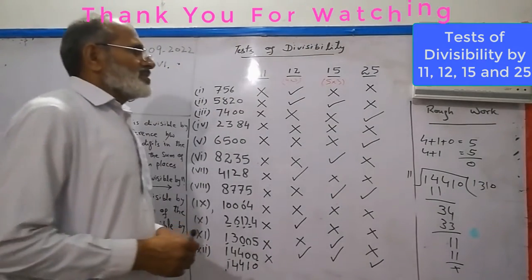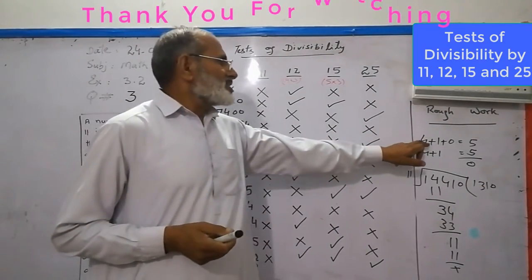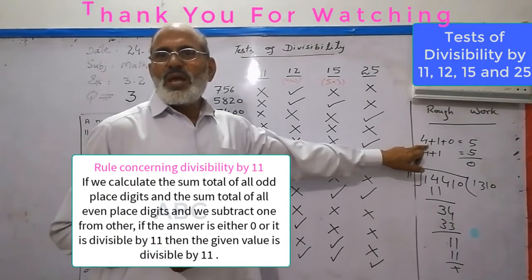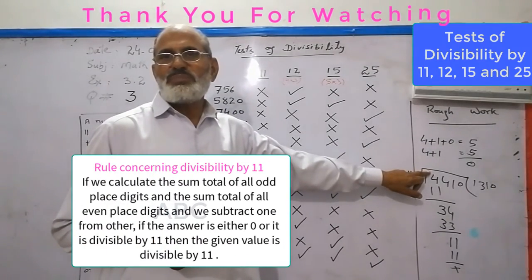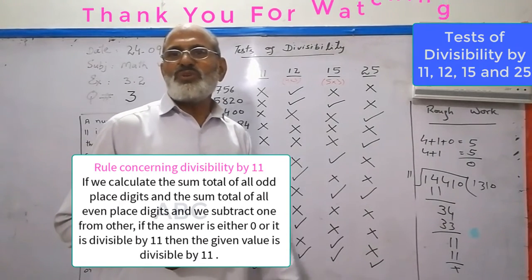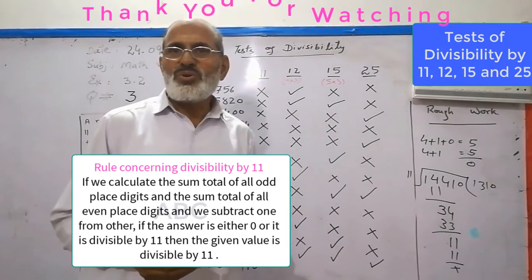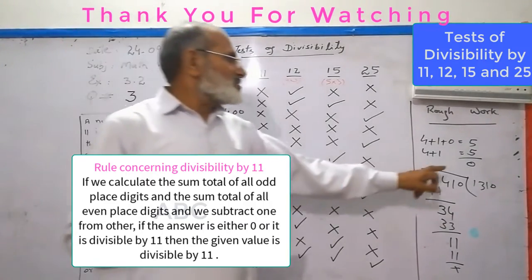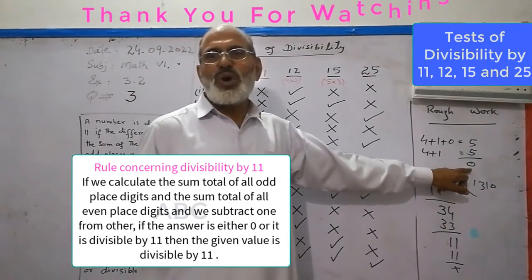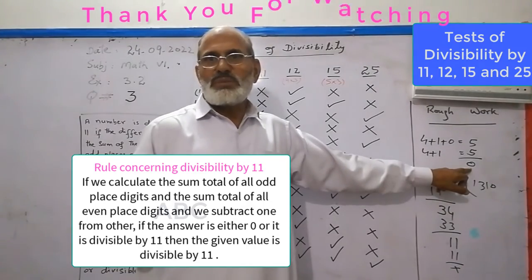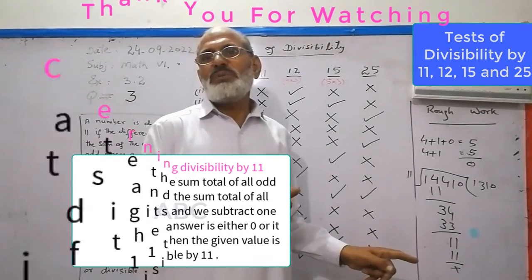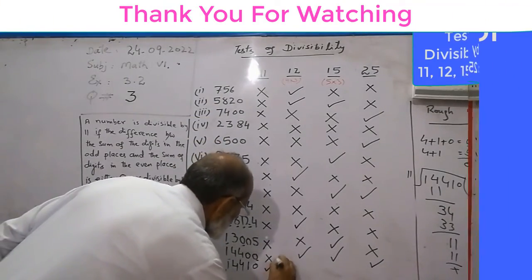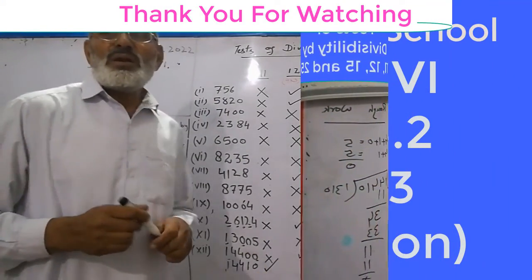So, if you take the sum total of the digits at odd places and the sum total of digits at even places, if you subtract one value from the other, if the answer is 0, then that value is divisible by 11. And if the answer is like 11 or 22 or 33, which is divisible by 11, again that value will be divisible by 11. So the value which I have written here, that is divisible by 11.